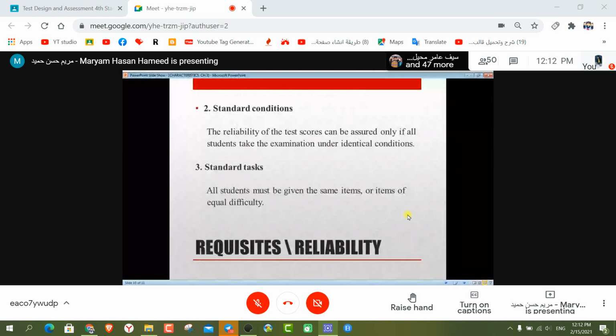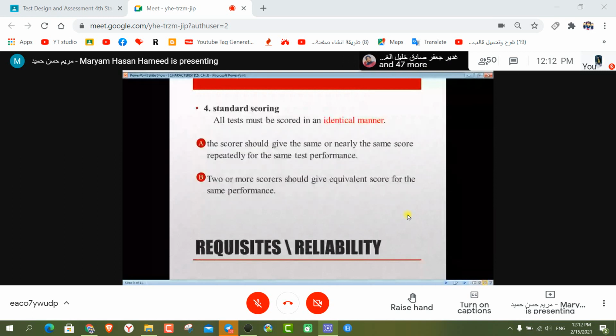As you see here, standard scoring, all of that must be scored in an identical manner. Okay, the identical manner, for example, we have two tests, or monthly tests. So the first one up to 30, so the second one must be up to 30 or around it. 30, for example, 28 or 32, something like this, okay?